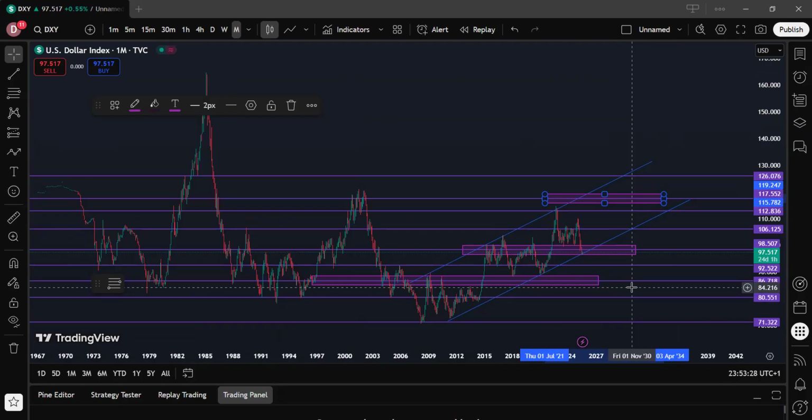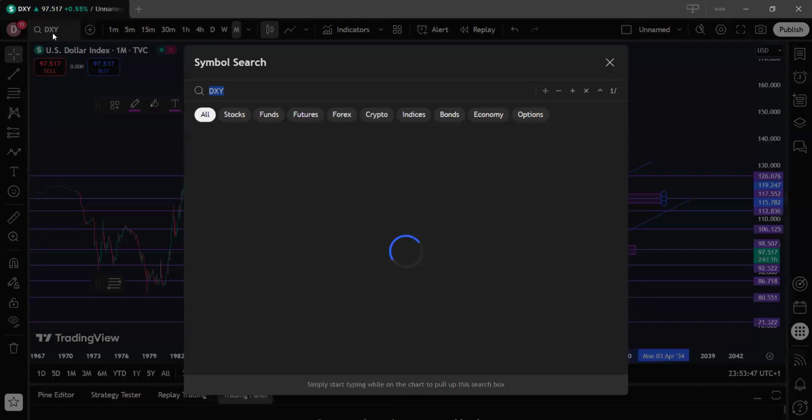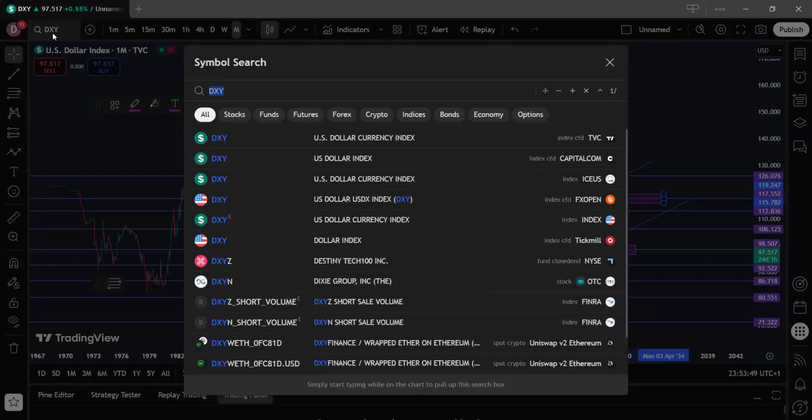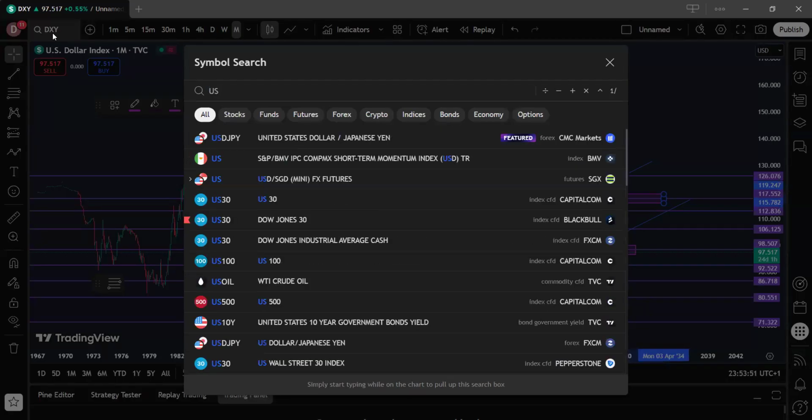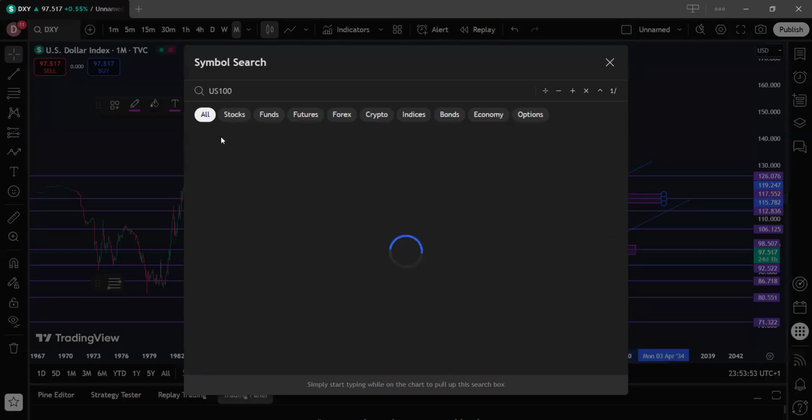So in short, be expecting some kind of weakness within indices and a really significant spike in price in terms of gold. Gold could really shoot up. So I'm just going to come into here and jump onto US100.